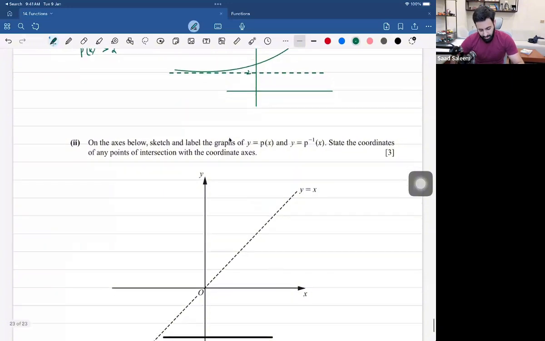Now, on the axes below, sketch and label the graph of y equals p of x and y equals p inverse of x. State the coordinates of any points of intersection with the coordinate axes.